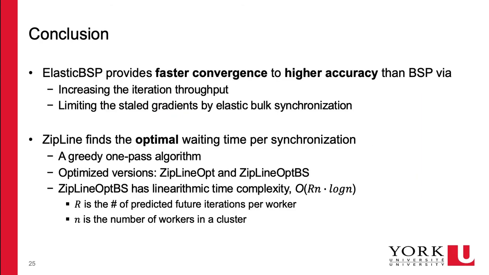In this video, we introduced ElasticBSP. It provides faster convergence to higher accuracy than BSP. We also introduced ZipLine, the algorithm that finds the optimal waiting time per synchronization. It is a greedy one-pass algorithm. We also introduced the optimized versions of ZipLine called ZipLineOpt and ZipLineOptBS. And ZipLineOptBS is the fastest among them. It has linearithmic time complexity. Thank you for watching.